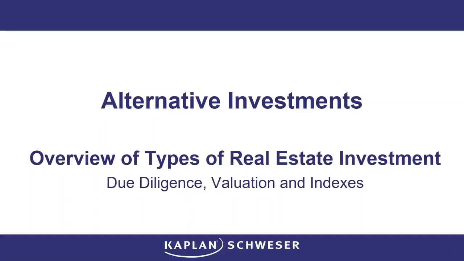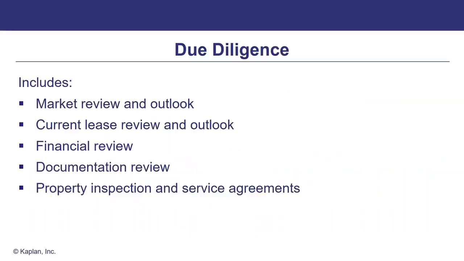All right, friends, now we're going to talk about due diligence and valuation as well as indices for real estate. All right, the first one is due diligence. There are 5 elements to it. First element is review of current market conditions and also forecasted market condition.